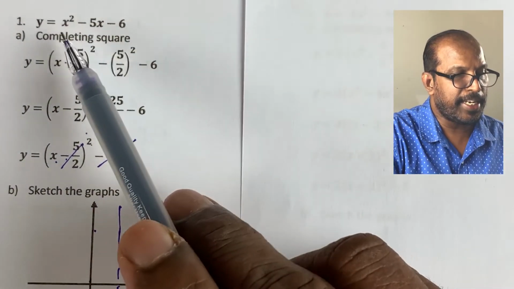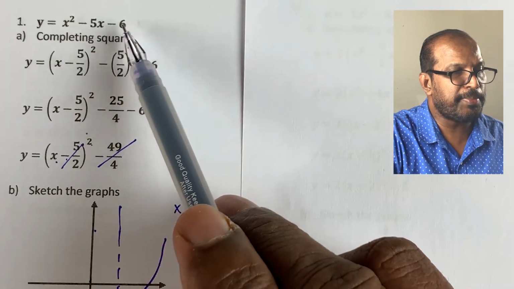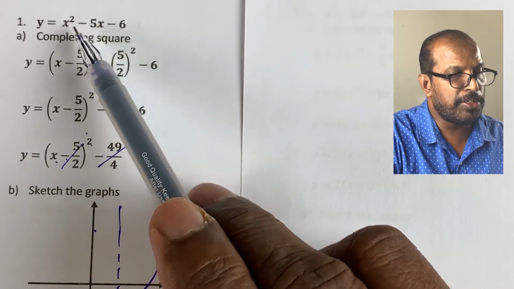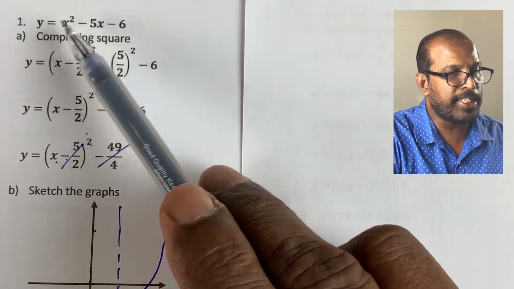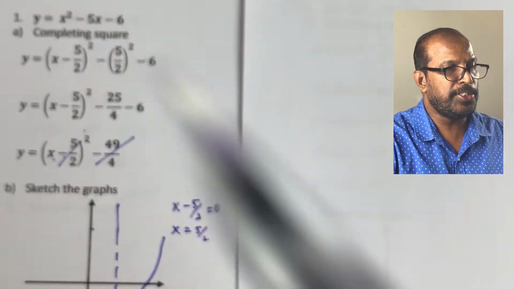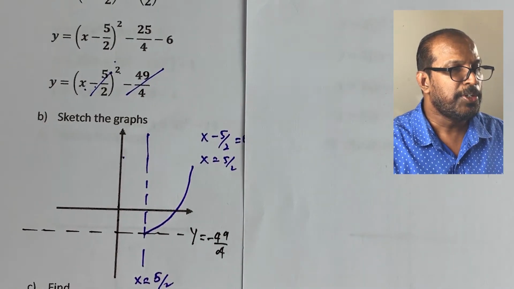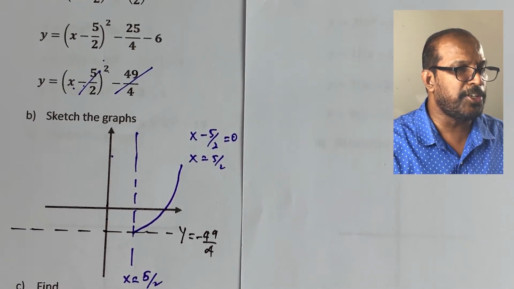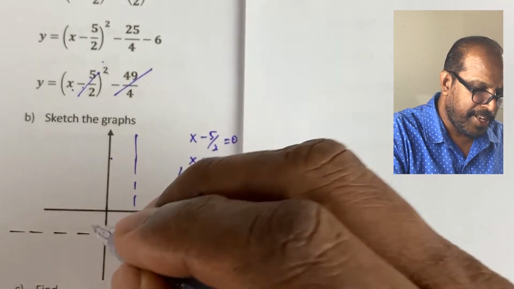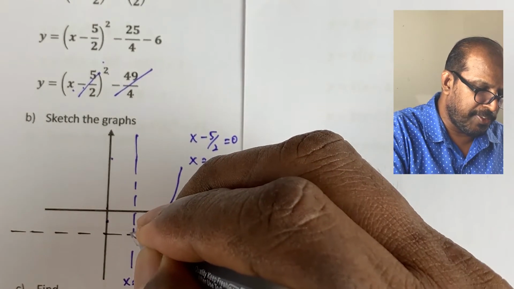When you look at this line, this is x squared minus 5x minus 6. So you substitute x equals 0, and you get negative 6. That means y equals negative 6 when x equals 0. So it cuts the y-axis at negative 6, somewhere here. So the graph goes like that.